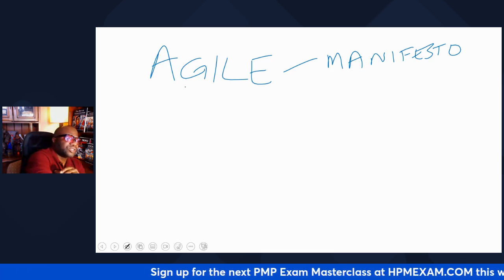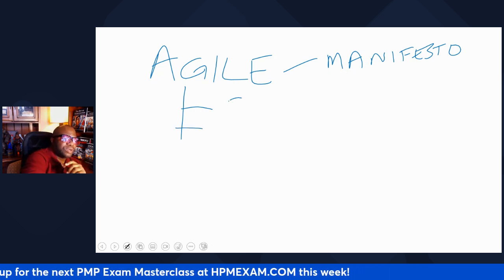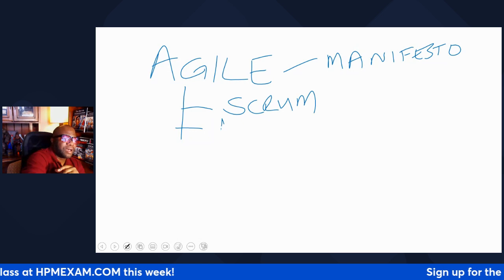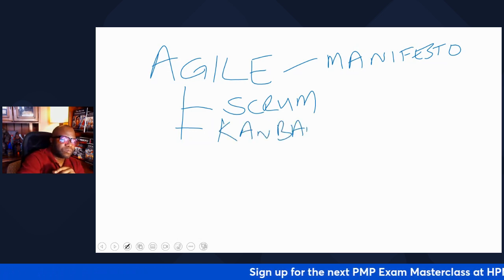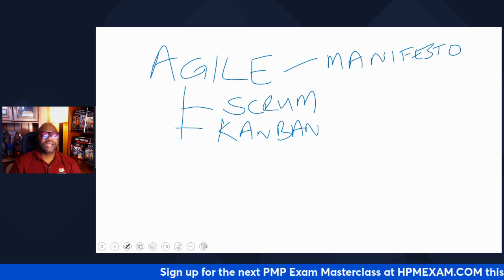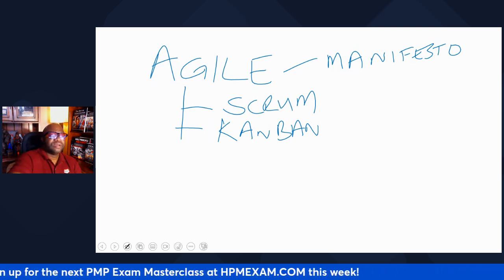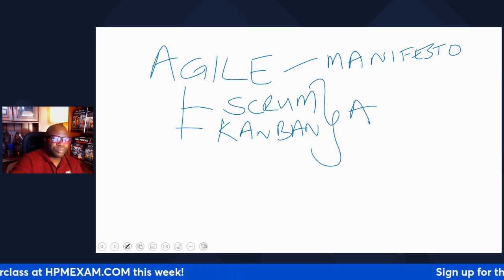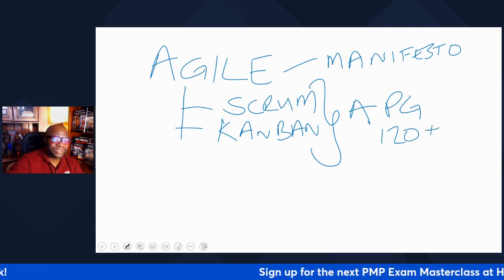Okay. Number two, you got to understand some of the frameworks. And the big two are Scrum and Kanban. And this is where you need to be tying PMI's perspective to these through the Agile Practice Guide, which is about 120 something pages.